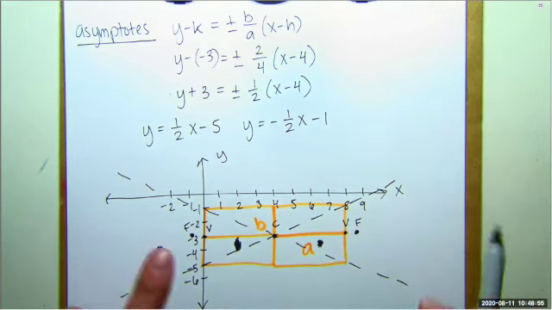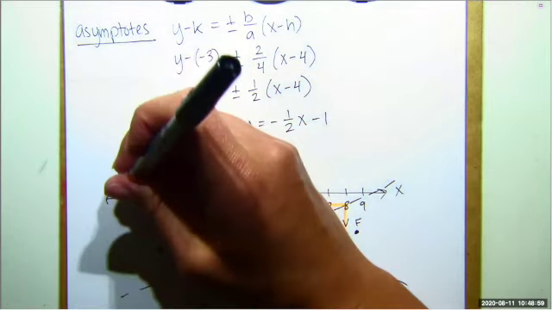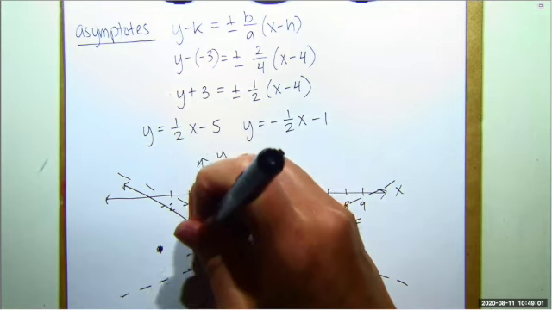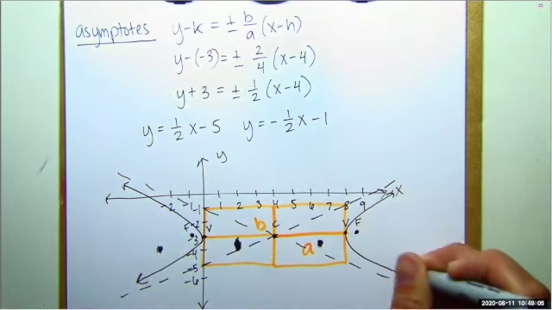Okay, so our left branch and our right branch need to follow these asymptotes, and remember the branches hit the vertices. So the foci sit inside, and these branches hit the vertices.